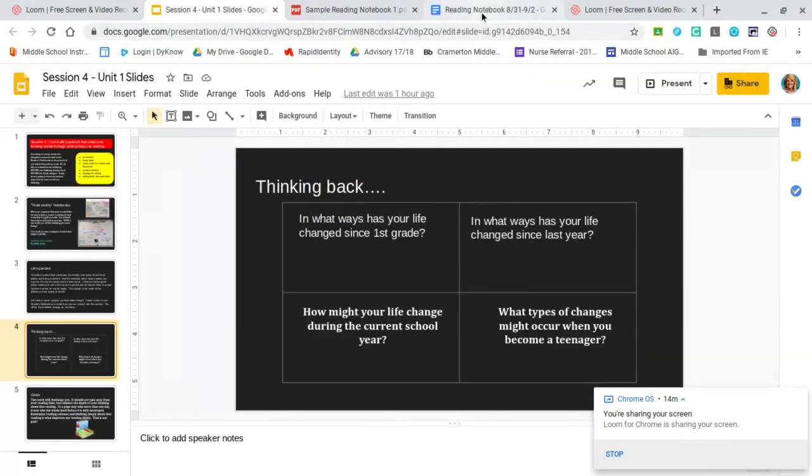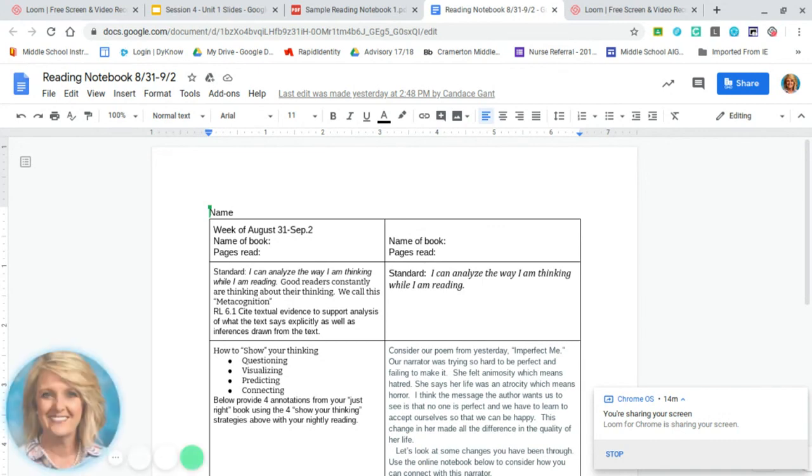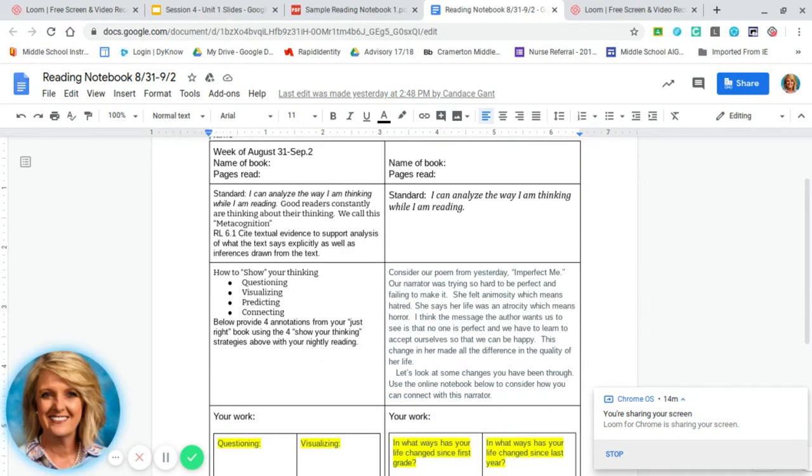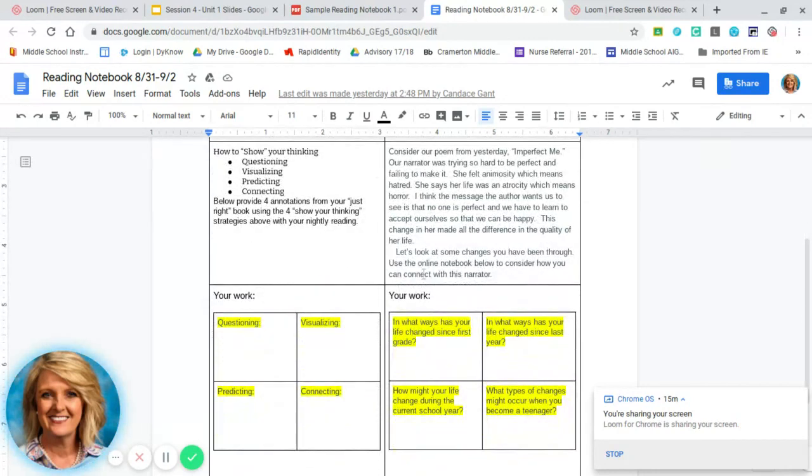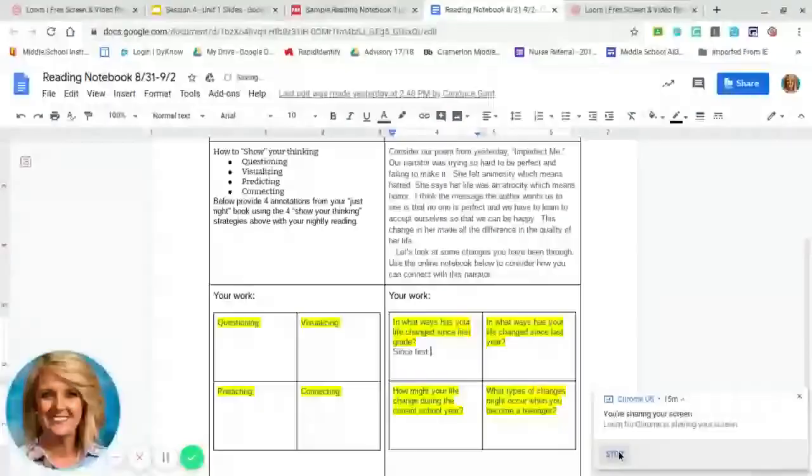Let me show you real quick using my screen what that page is going to look like. And remember that you have copied this page in your drive because you annotated yesterday. Our standard is I can analyze the way I'm thinking while I'm reading. And here's where you're going to think on the poem. And here is where you will go in and you will type your answers. In what ways has my life changed since first grade? Since first grade, there's where you will start typing. Have fun demonstrating your thoughts and reflecting on this poem and connecting with the character in The Imperfect Me.